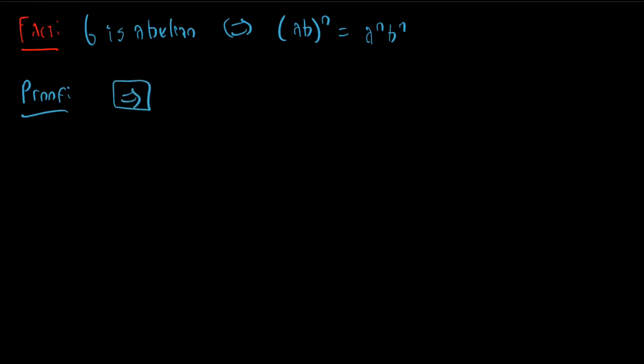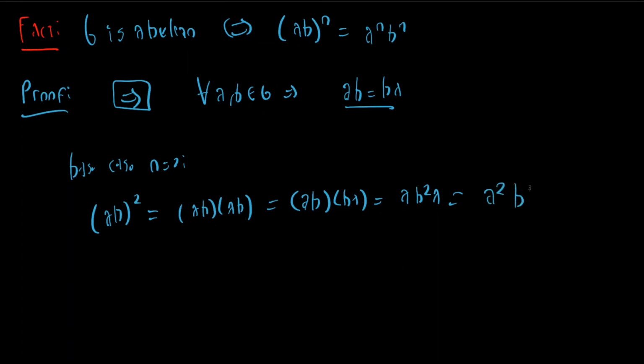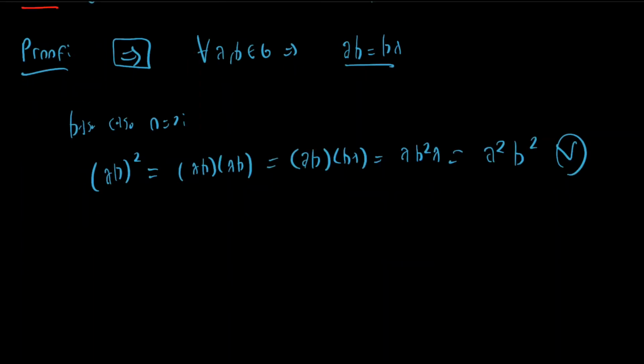Let's start with the forward direction. We know that G is abelian, so for any a and b in G, we have a times b is equal to b times a. Now let's consider the product a times b to the n, and proceed by induction. We start with the base case, n equals 2. We have a times b squared. What is that? That's a times b times a times b, but a times b is equal to b times a, so we have a times b times b times a. But that is just a times b squared times a. Using again the commutative property of abelian groups, this is equal to a squared times b squared, and we have the proof for the base case.